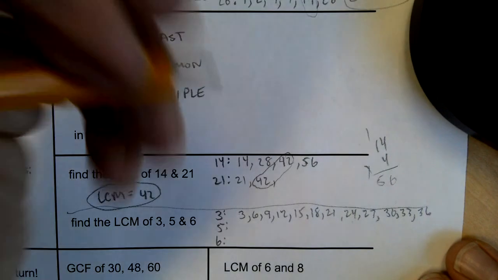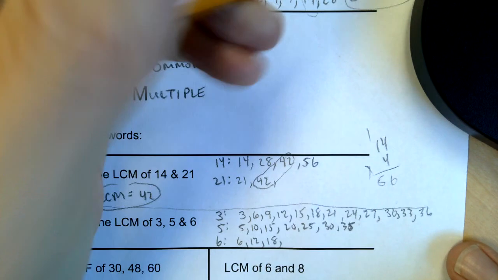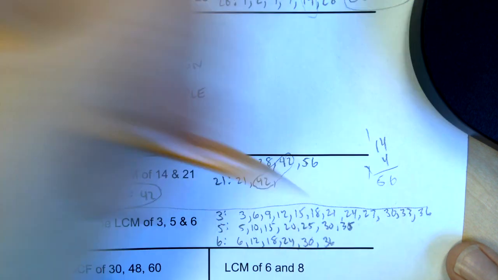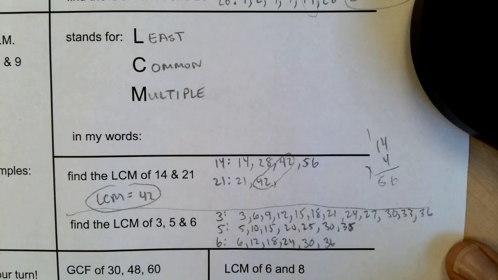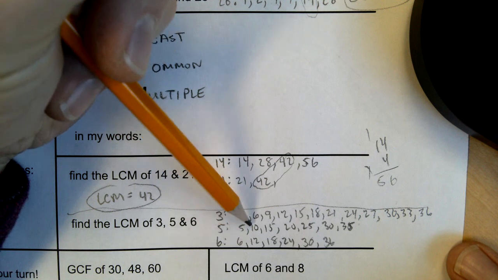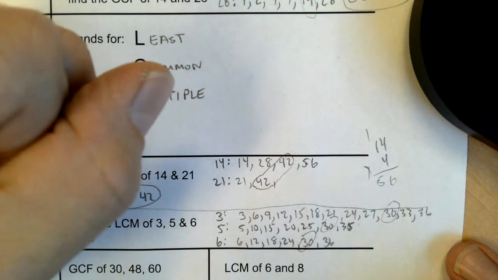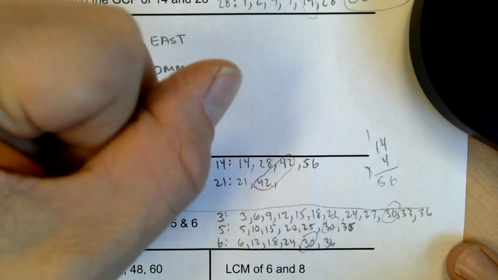Sorry, it's blurry, has to refocus. And then the 5s, of course, we'll do 5, 10, 15, 20, 25, 30, 35. That's probably far enough. Let's stop there. And then 6 times 1 is 6, times 2 is 12, 3 is 18, 24. Let's see, 30, 36. And let's see if we have any numbers in common. And we're looking for the smallest number we have in common. It's 30. 30, 30, and 30. So the LCM equals 30.